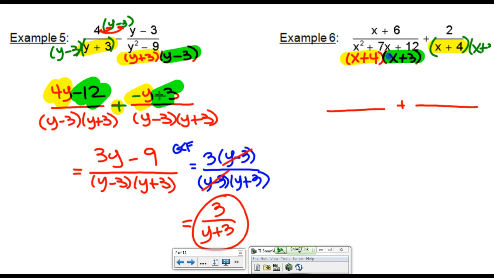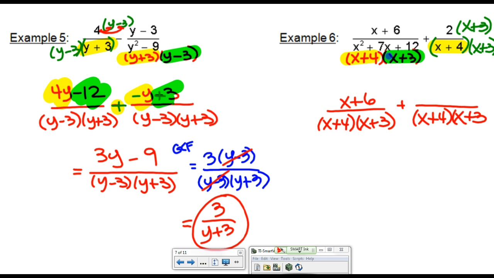And if I multiply x plus 3 to the denominator, I have to also multiply x plus 3 to the numerator. So the first fraction is going to be kept the same because we're keeping the denominator the same. The second fraction now will change denominators to x plus 4 times x plus 3. And then I'm just going to have to distribute the numerator. And I'll get 2x plus 6.